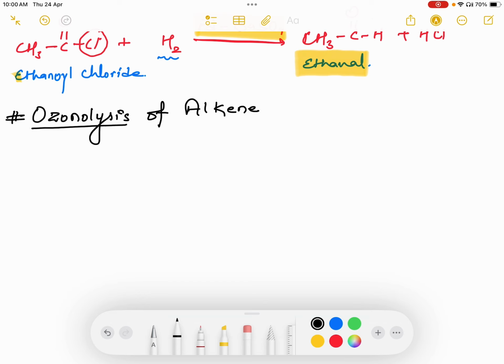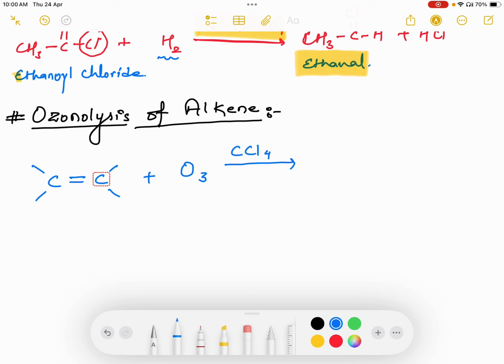Ozonolysis of alkene basically goes in two steps. If you have an alkene, that is, carbon double bond carbon, and other than that, right now I'm just keeping blank bonds. If it is treated with ozone in the presence of carbon tetrachloride, that is CCl4, you need to keep in mind that the ozone group will come and attach right at this point. The double bond between the two carbons will break, and it will look something like this.